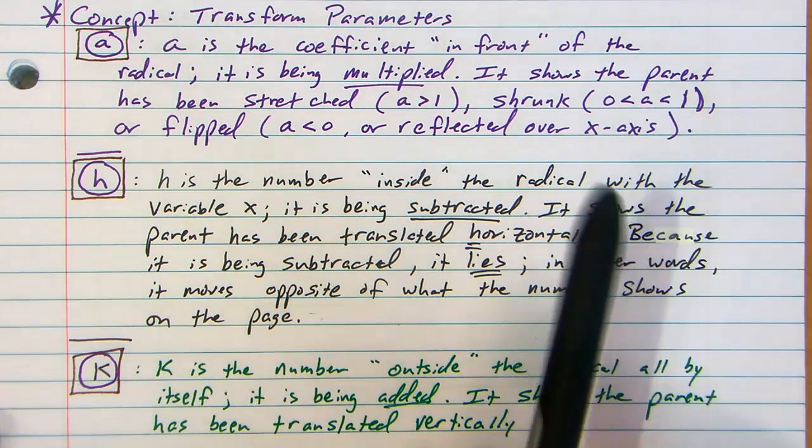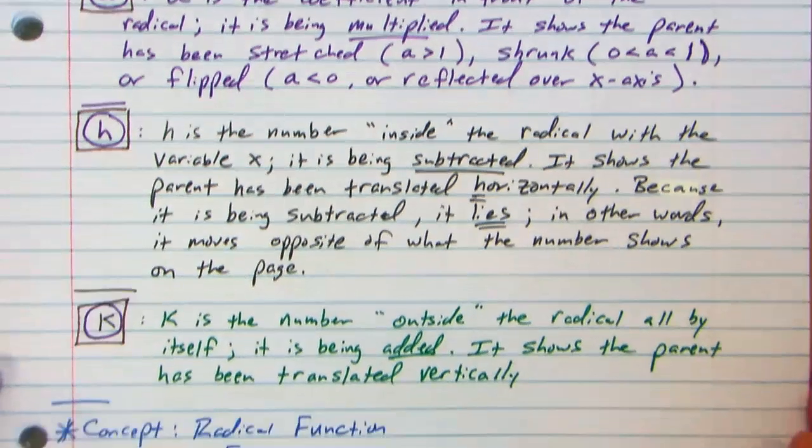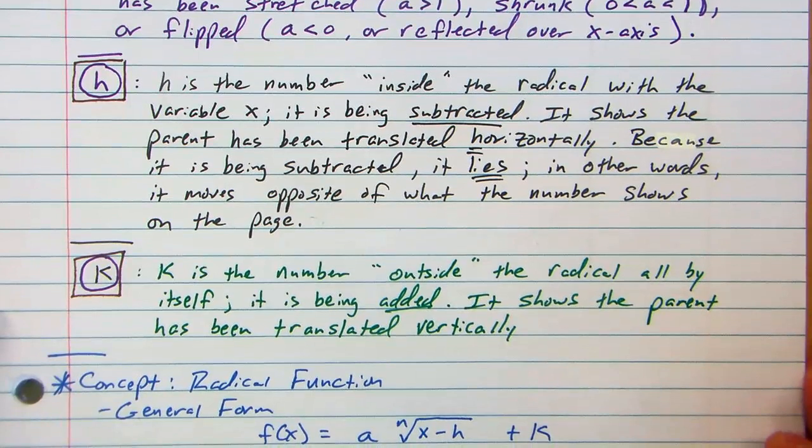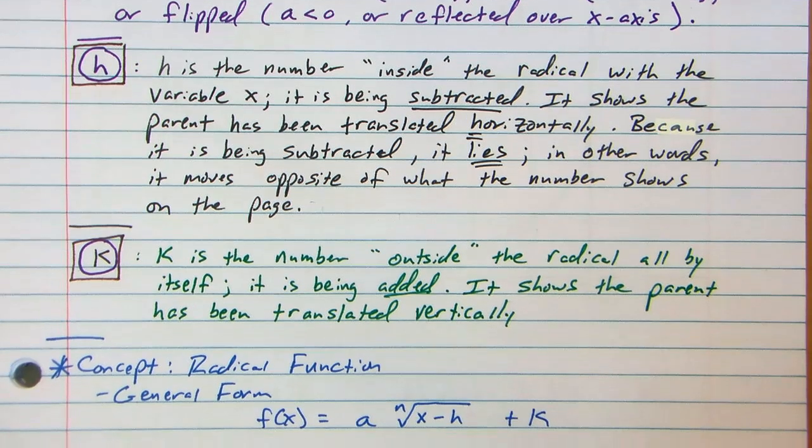It's the number attached to the inside of the radical. It's attached to the x. And the k is the number outside by itself. It's being added, so it just translates it up and down.